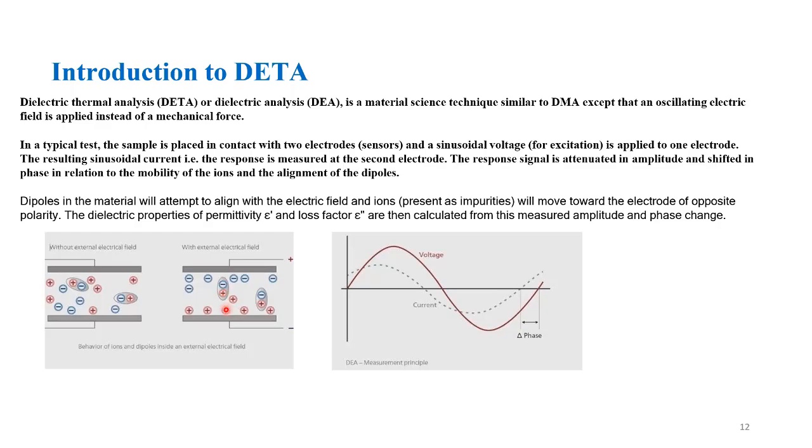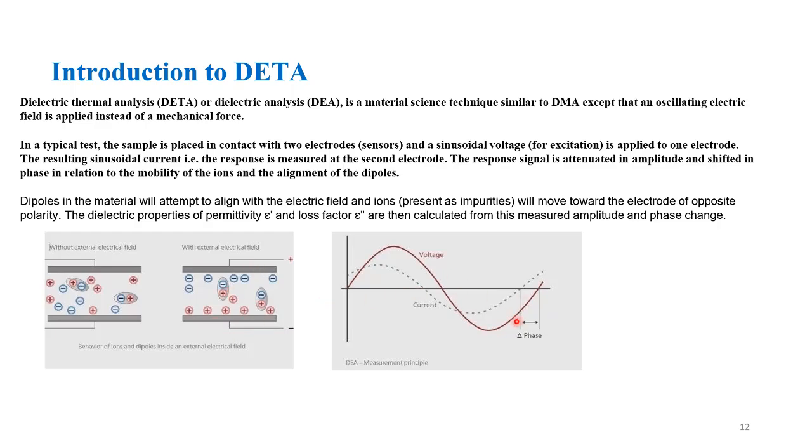So the negative and positive charges will separate out, and then the electricity will flow. So that is how the response signal is attenuated in amplitude and shifted in phase. So there is a phase shift because of this polarization. So this is the applied one, and this is what we get after there is a sample in between.